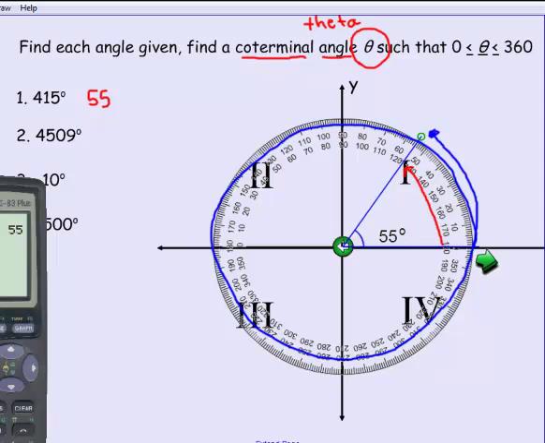Now, some of you may be saying, why couldn't we go backwards? Just make this easy. Why couldn't we have done this and say our answer is negative 305? Well, that is a coterminal angle. It does end in the same spot as 55, however, this problem said that the answer we put down must be between 0 and 360, and negative 305 is negative and therefore not between 0 and 360.